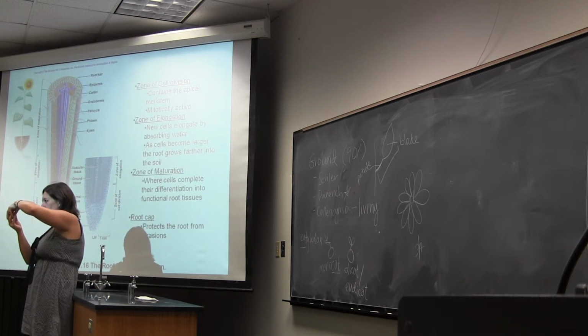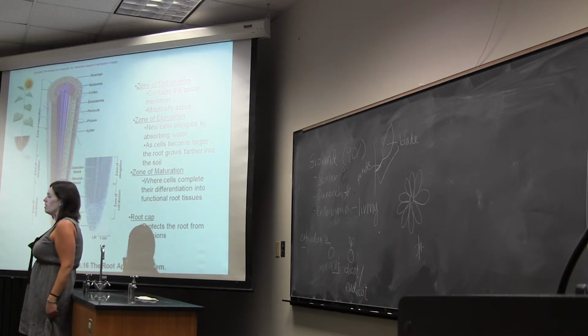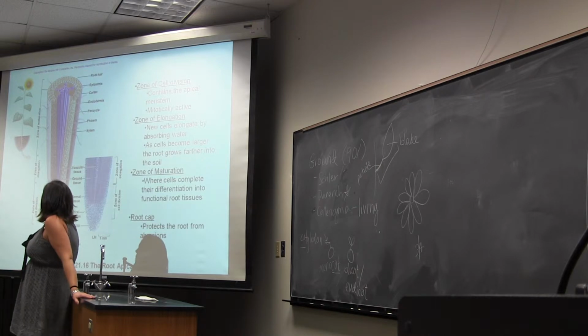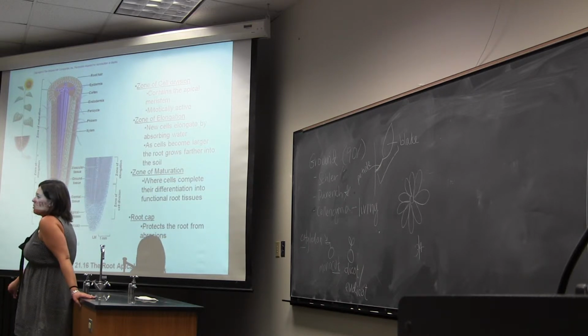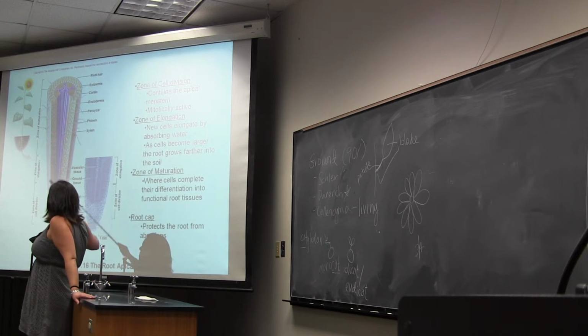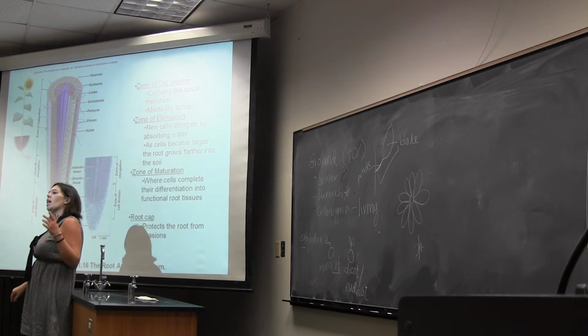So you're literally just lengthening these cells because they're filling up with lots of water, and that's going to help contribute to that primary growth as well. And then finally you have the zone of maturation. This is going to be a region where all of these cells in here are going to become specialized.